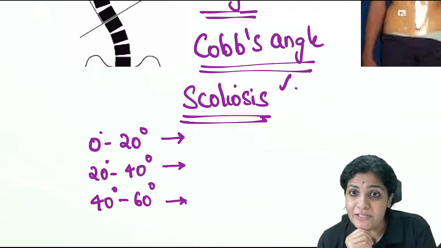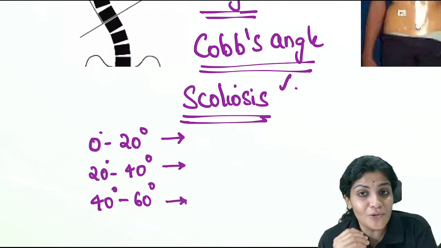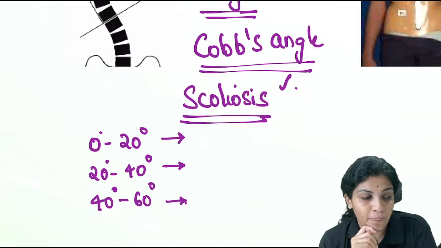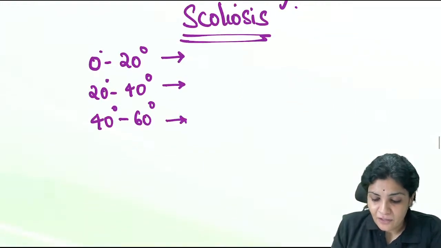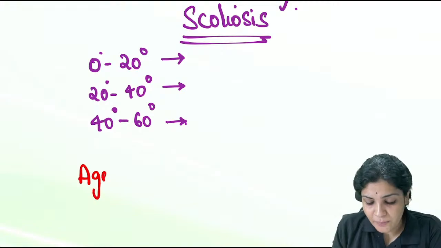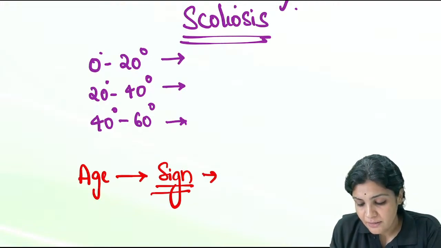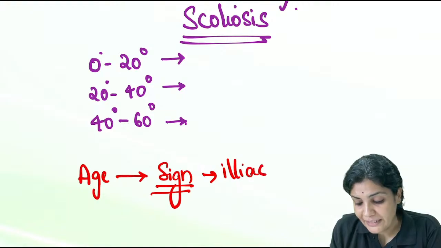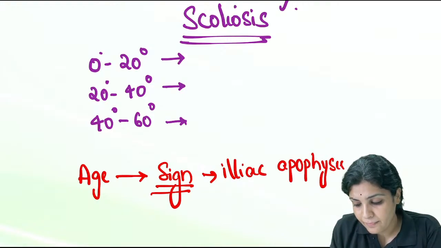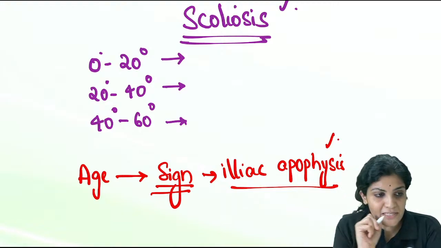Now what we do is first we try to see the age of the patient. So why do you want to see the age of the patient, and what is the important sign related to age in case of scoliosis, where we take the help of the iliac apophysis? What is the sign called?